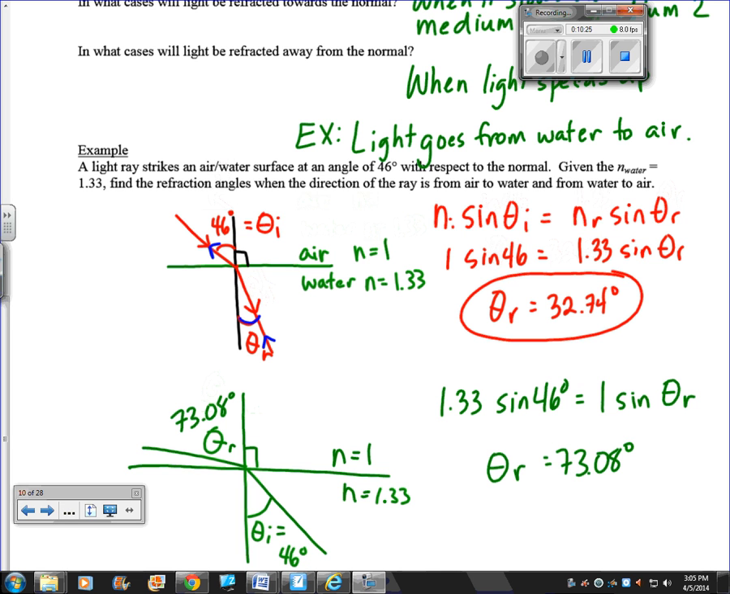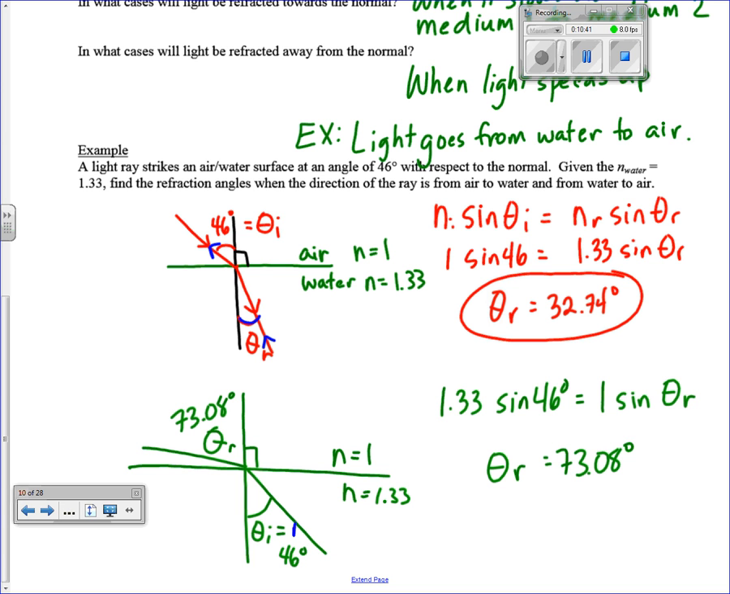So what I've done is set up the problem and written out Snell's law. 1.33 times the sine of 46 degrees equals 1 times the sine of the refracted angle. I solved for the refracted angle, and it's 73.08 degrees. And what we see here is that when light is traveling from water out into air, when light speeds up, it bends away from the normal. And this is the opposite of what we saw in the first example. When we go from air into water, it bends toward the normal.